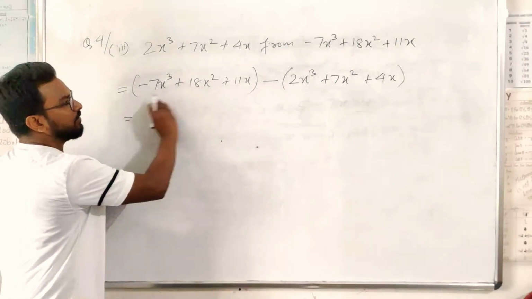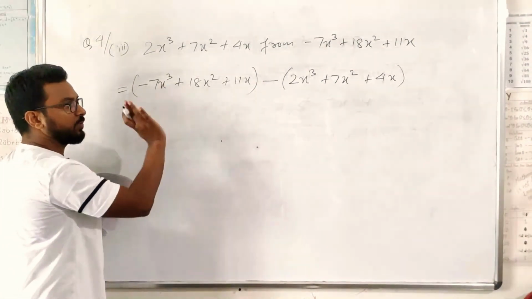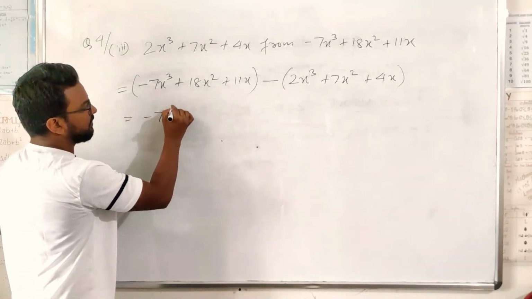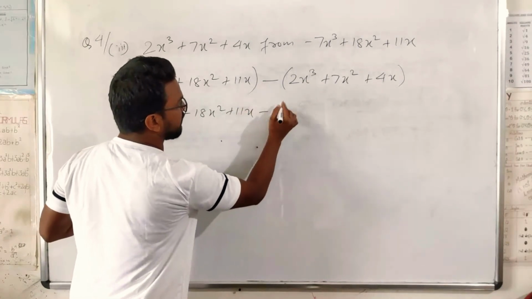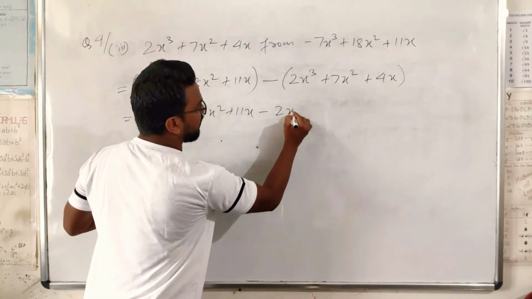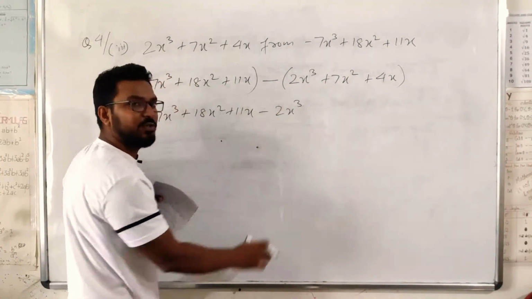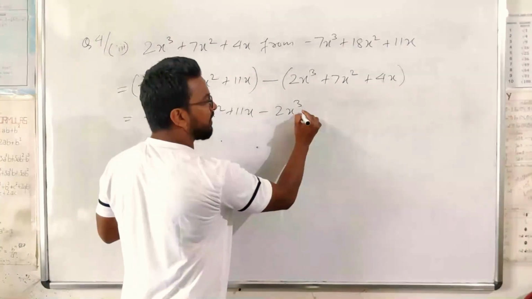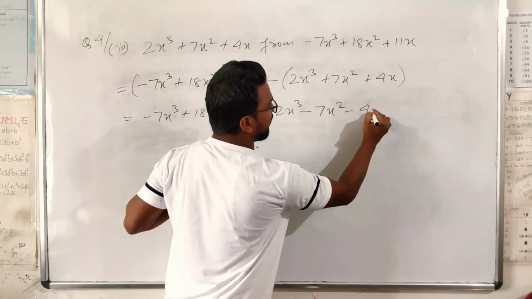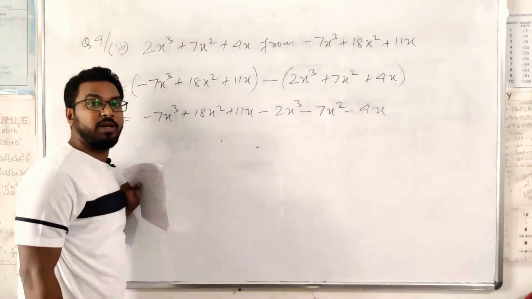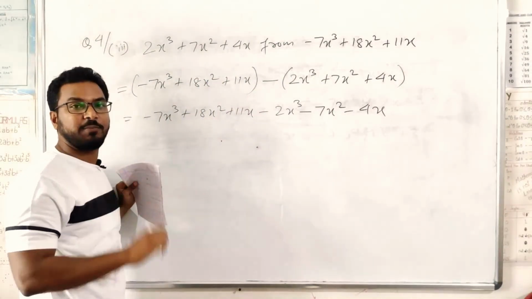The first expression will remain the same. So x cube plus 18x square plus 11x, minus plus, it will be minus, again minus. You see the sign change, right? Minus plus, it will be minus 4x. But in case of addition, the sign remains the same.